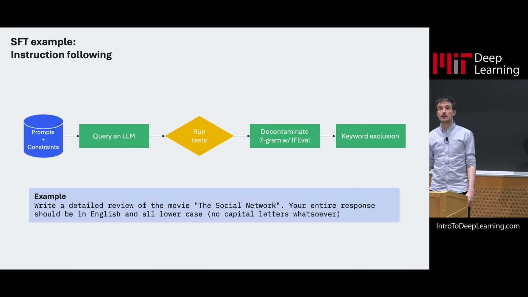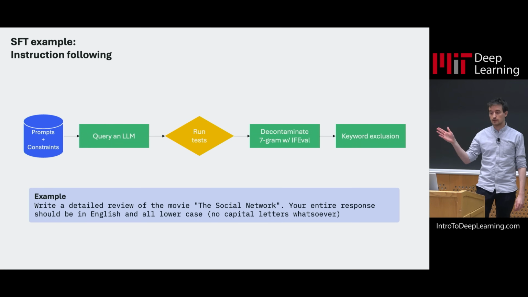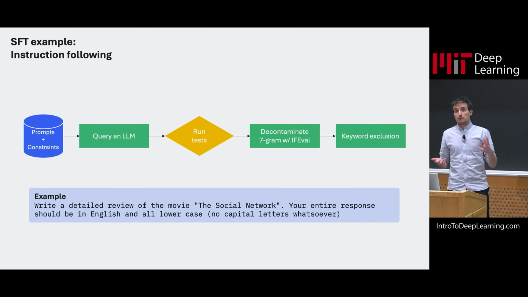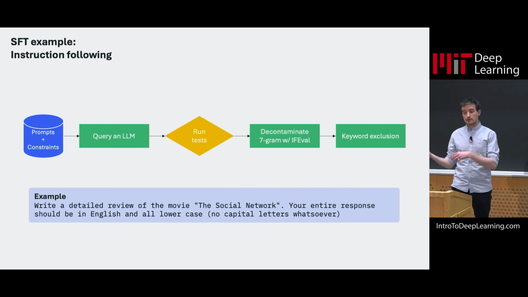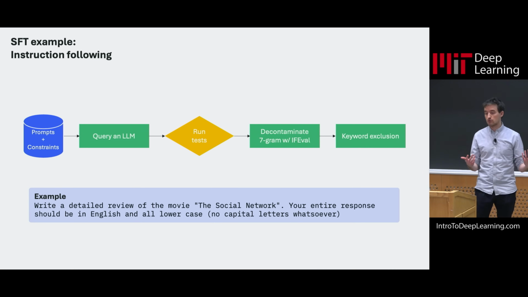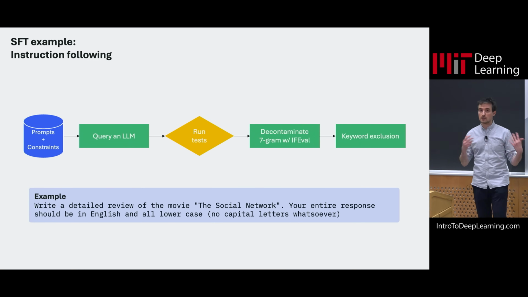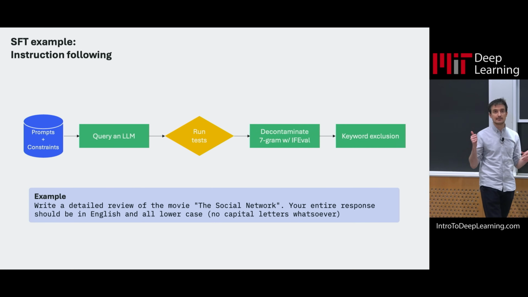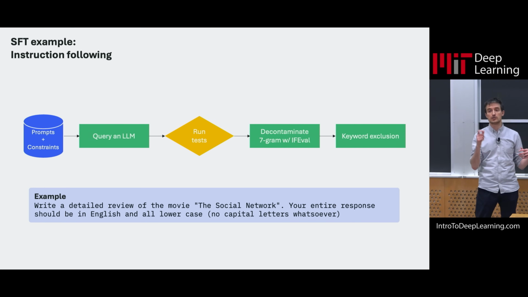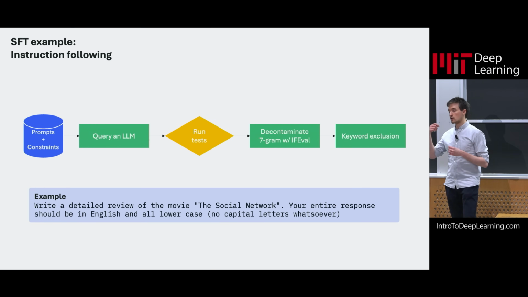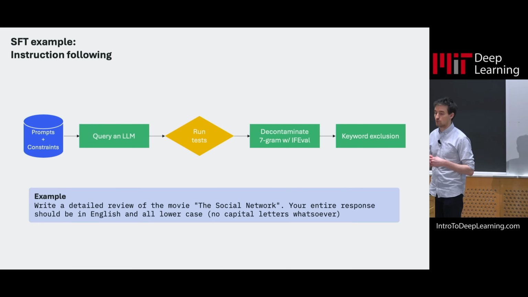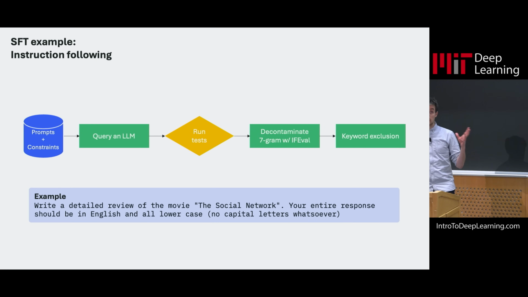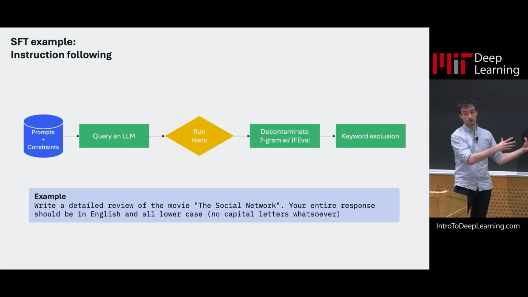And then we can query an LLM and ask it an answer. But we're not sure that the LLM will actually follow the constraints very well, so we can run some tests. It's very easy to make sure that the answer is in English. You can use a library like LangDetect to make sure that it's in the language that you want. And you can also really easily check that it's all lowercase. So you can run this unit test to make sure that the constraints are really followed.